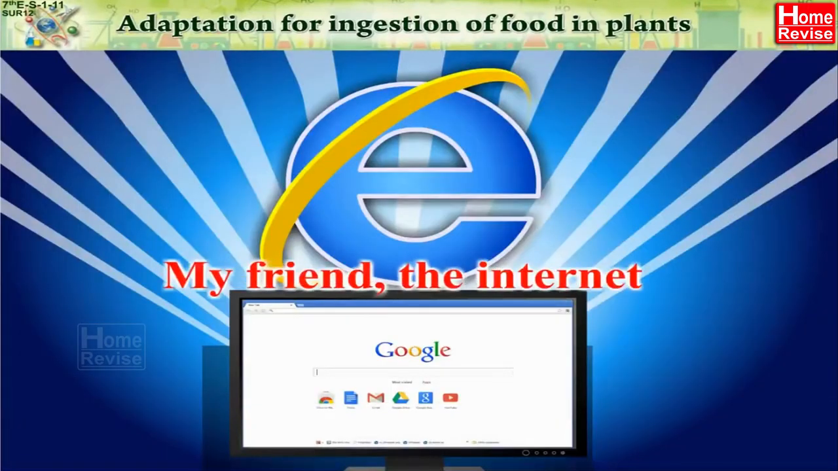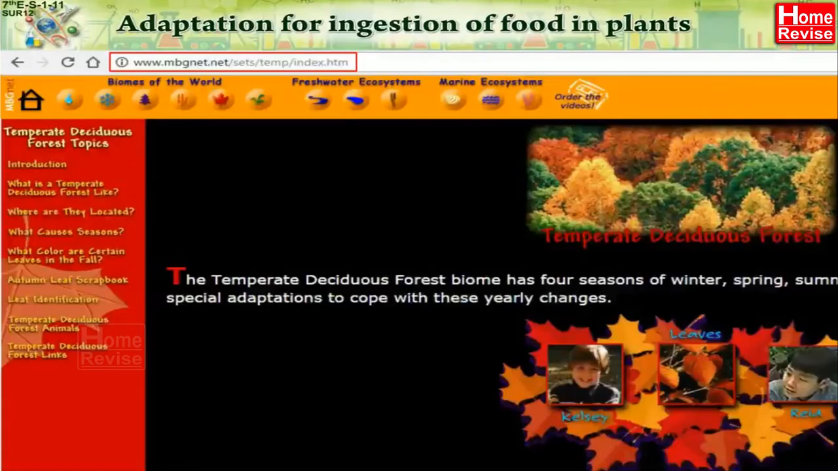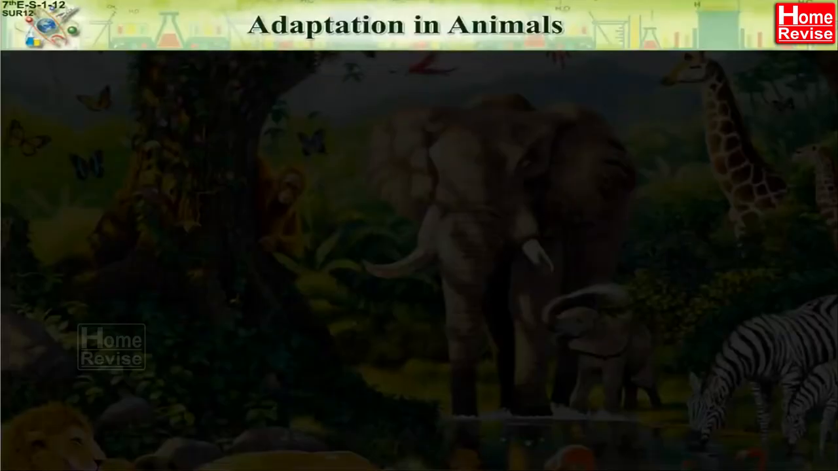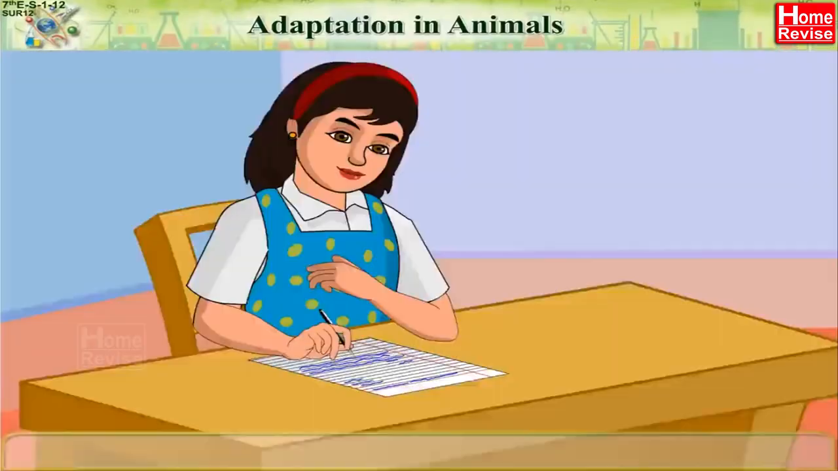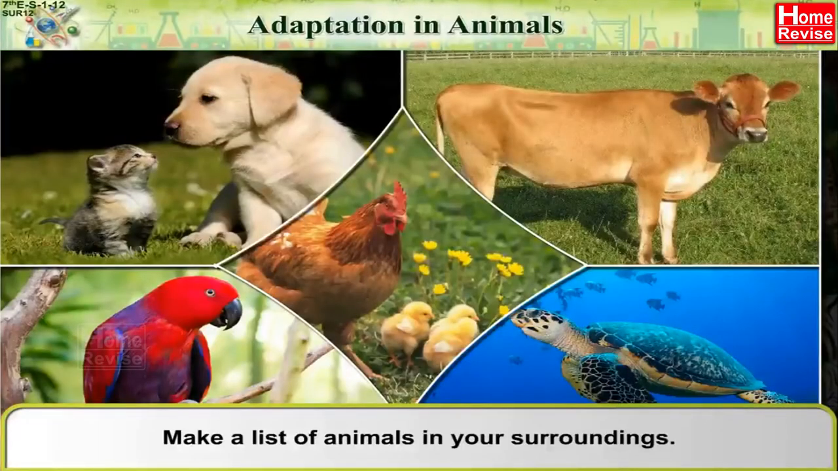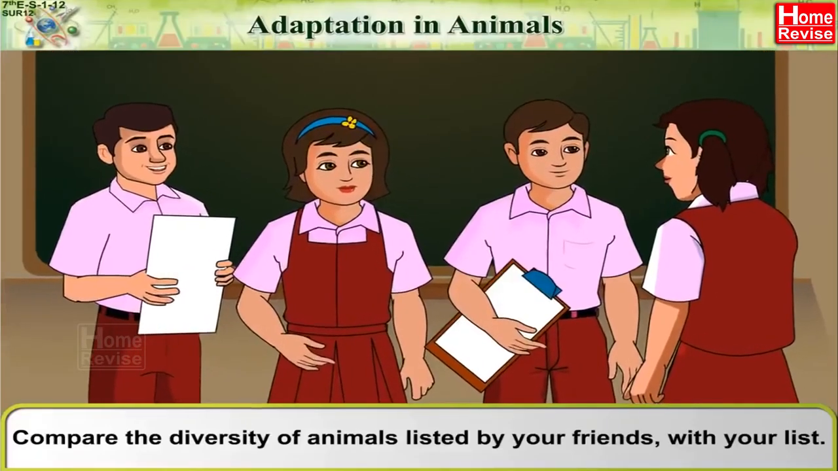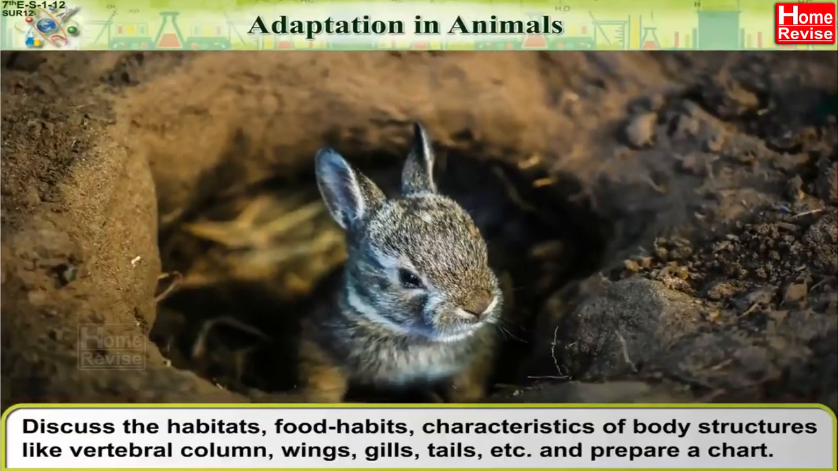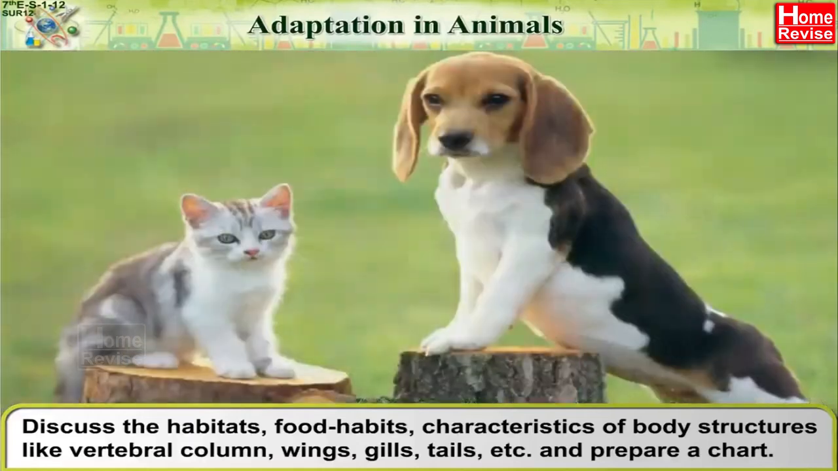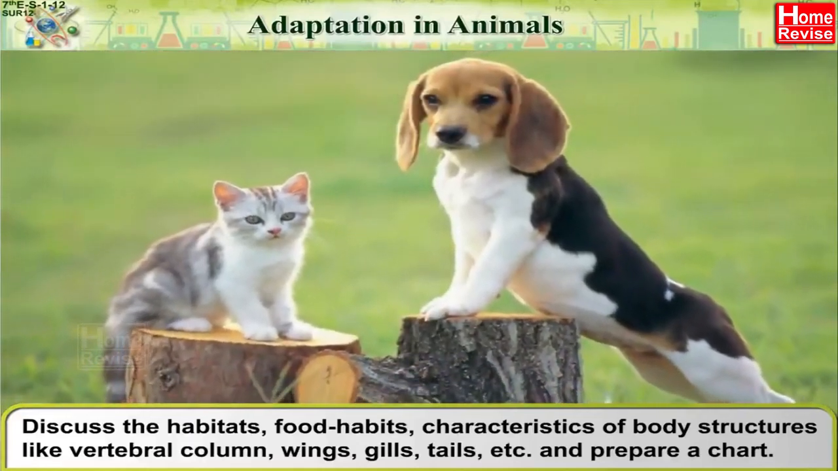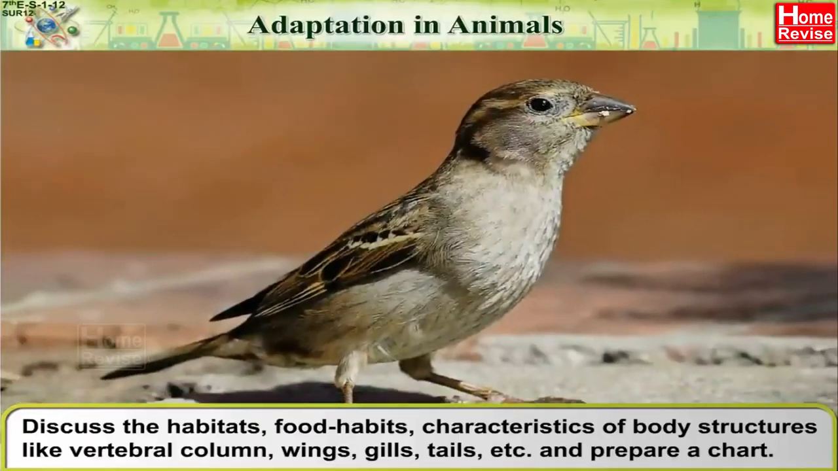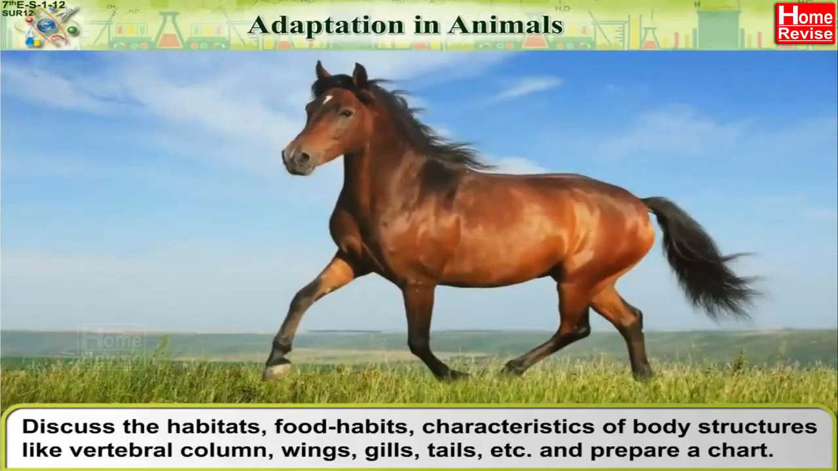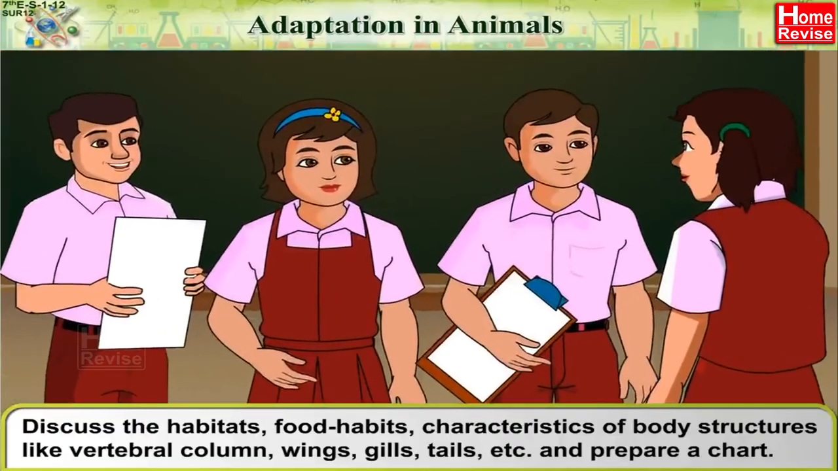My friend, the internet. Collect information about plant adaptations from websites like www.mbgnet.net. Adaptation in animals. Make a list of animals in your surroundings. Compare the diversity of animals listed by your friends with your list. Discuss the habitats, food habits, characteristics of body structures like vertebral column, wings, gills, tails, etc., and prepare a chart.